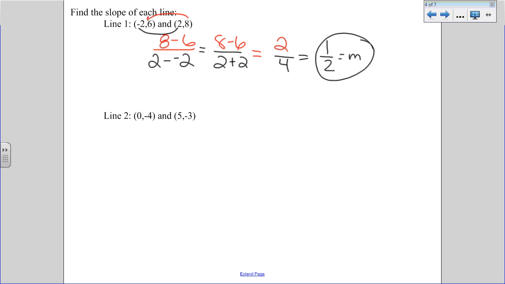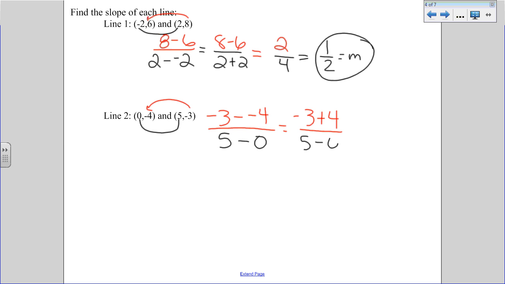When we take a look at line 2, we're going to do the same thing. Y minus y, so negative 3 minus negative 4, over x minus x, 5 minus 0. We can change this to negative 3 plus 4, and this is still just 5 minus 0. And so our slope is going to be a positive 1 over 5. 1/5 does not simplify, so our slope is 1/5. All right, so that's the end of our examples.